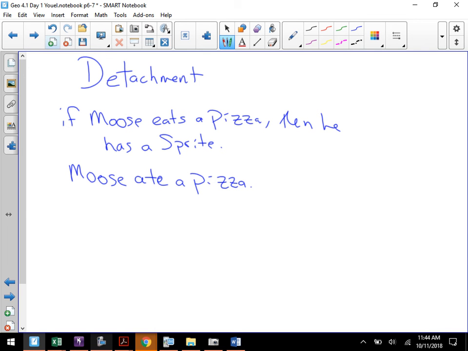So it started with an if-then statement. Then the second sentence was along the lines of showing that the first part was true. So the if-then statement here goes, if Moose eats a pizza, then he has a Sprite. Moose ate a pizza. So the idea here was, is there a valid conclusion you can come up with on this one? Yes. In this case, we know Moose had Sprite.